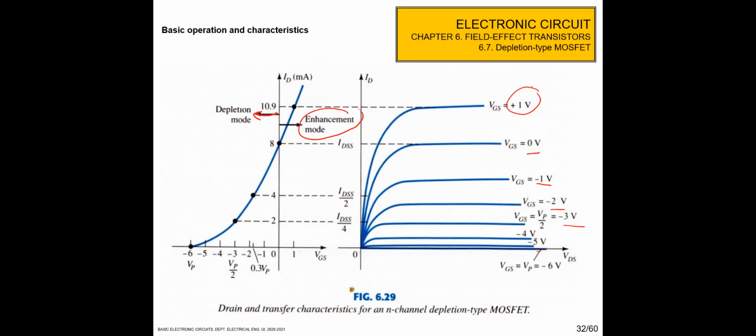If we would like to draw the characteristic, first, when VGS is equal to 0, ID is equal to IDSS. When ID is equal to 0, VGS is VP, which is minus 6. When VGS is half of VP, or VP per 2, ID is IDSS per 4. And when VGS is 0.3 VP, ID is IDSS per 2. With these four points, we can draw the device characteristic like this.